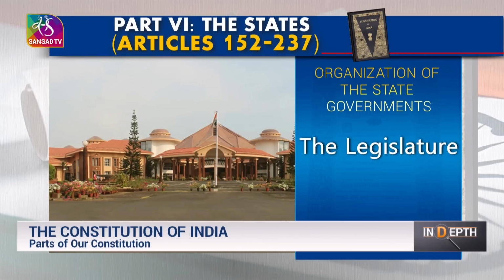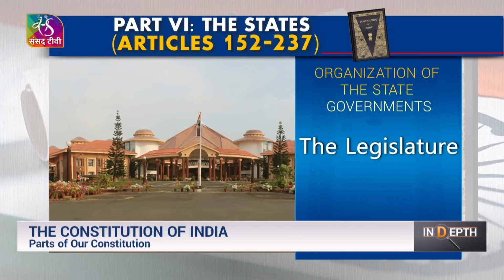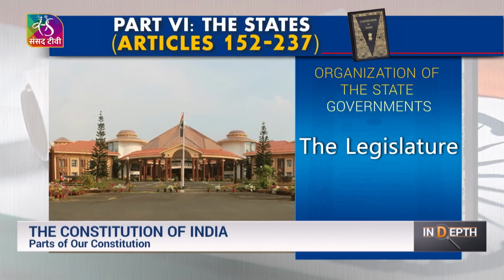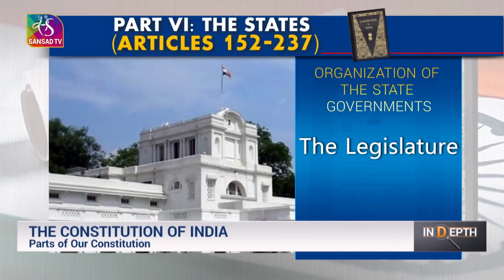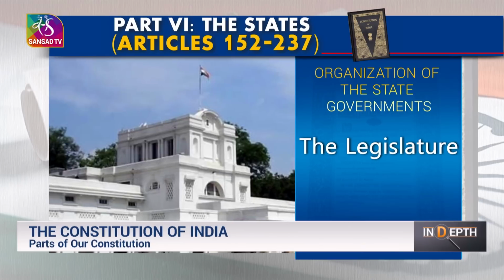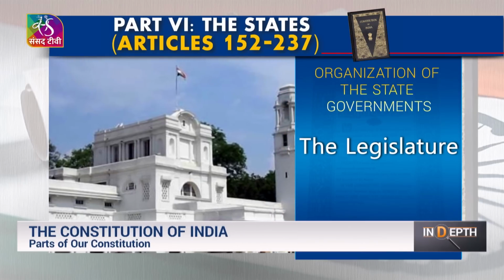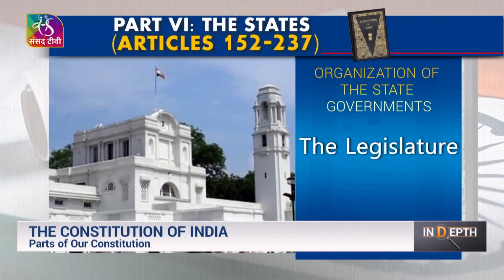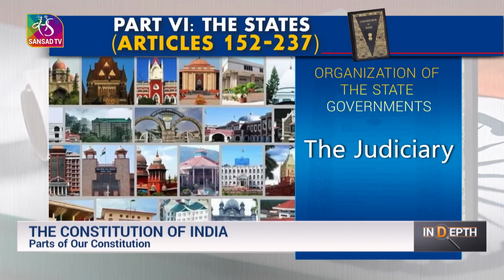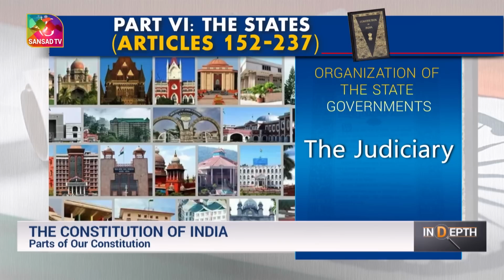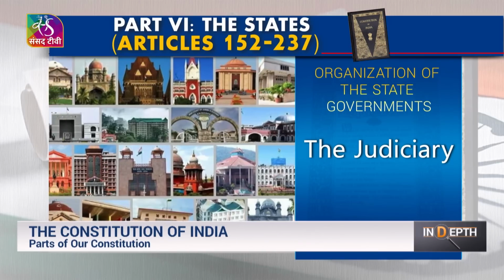The Legislature. Most states have a unicameral legislature consisting of the Legislative Assembly, that is, Vidhan Sabha, while some larger states have a bicameral legislature, that is, Legislative Assembly and Legislative Council. The Judiciary. Every state has its own High Court, which is the highest judicial authority within the state.